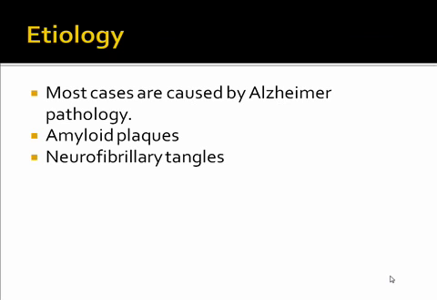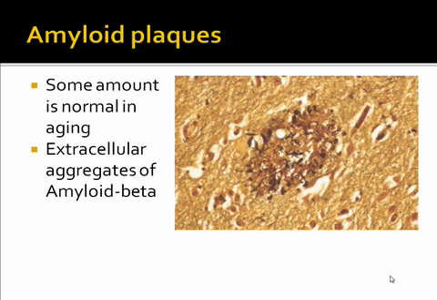The reason for this last name is that most of the cases are caused by Alzheimer's disease pathology. And by that, we mean that if we looked under a microscope at a brain autopsy, we would find amyloid plaques and neurofibrillary tangles. As a review, amyloid plaques are extracellular aggregates of a protein called amyloid beta. While some of this is normal in aging, large amounts of this substance accumulate in people who have Alzheimer's disease.